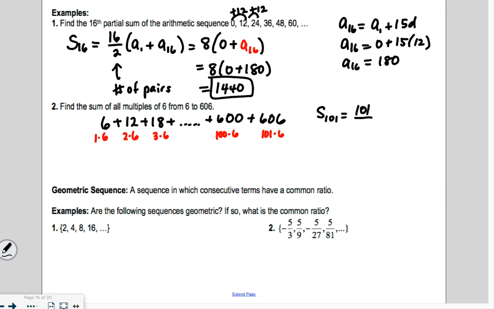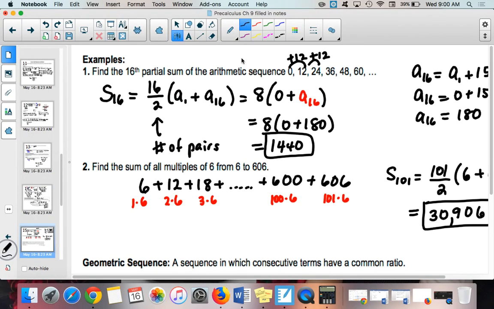And like I said, it's okay that we have an odd number of numbers, because that number in the very middle will be paired with itself. It's like half of a pair, basically. And so we're going to have the first term, which is 6, plus the last term, which is 606. So when I find this, I end up getting 30,906 is my answer. Okay, makes sense? Okay, so we're going to do geometric in a second, but I'll let you guys go on your break.